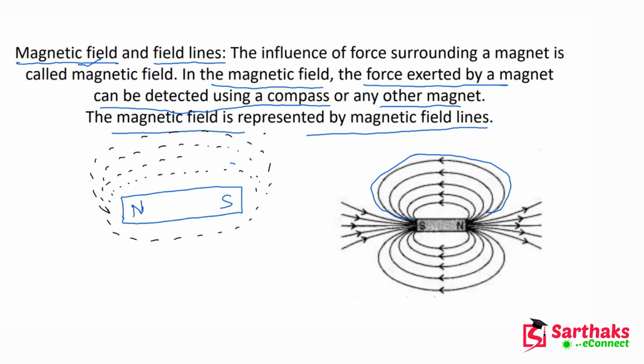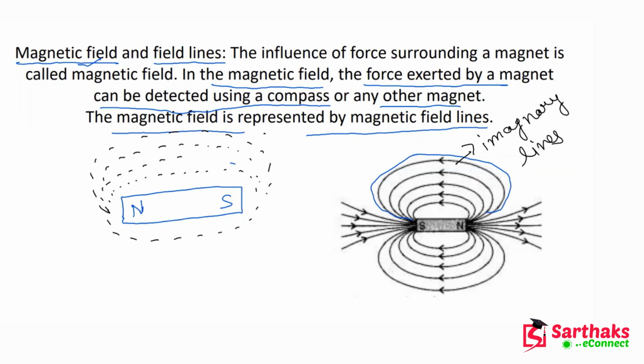This arrangement of the iron powder is known as the magnetic field lines. This shows how a magnetic field works on a magnet. These are basically imaginary lines, and you can also see that they have direction as well. And what is the direction? The direction of magnetic field lines is from north to south. You can see this is going from north to south.